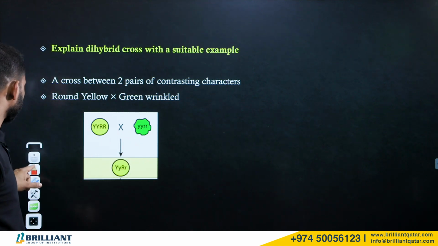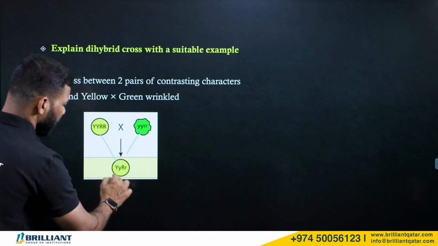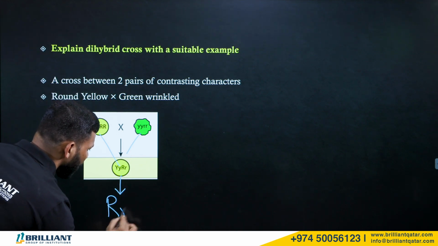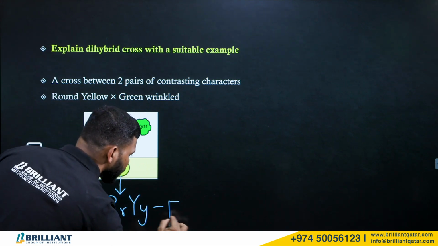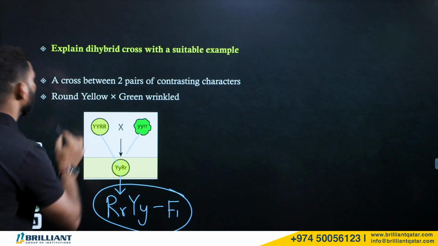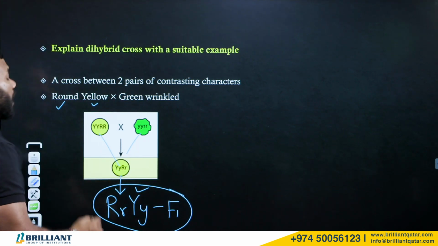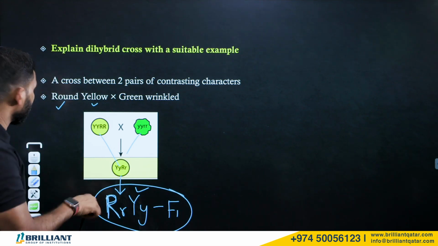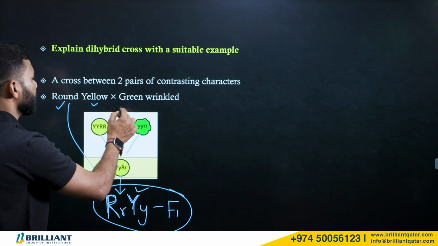Whenever we cross, we are going to get the F1. What is the F1? Here you will be getting capital R and small r, and capital Y and small y. This will be the F1. That means capital R is for what? Round. Okay. And capital Y is for what? Yellow. Because capital R is dominant, surely it will be round, and capital Y is there, so surely it will be yellow.